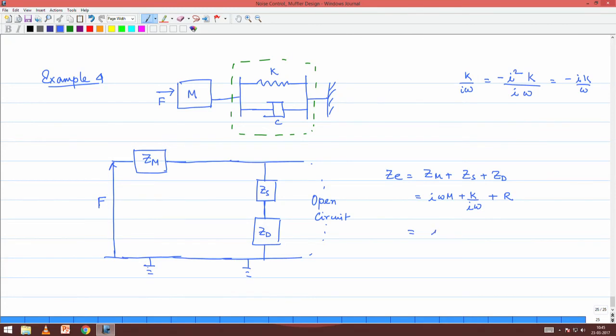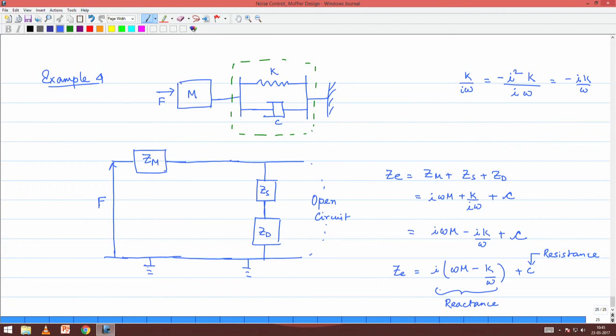So, therefore, I would write this as I omega m minus I k by omega plus r, and eventually Zd is small c, right. So, then I could as well take this I of an omega m minus k by omega plus c. So, this is the equivalent impedance. This is the imaginary part of the equivalent impedance which is called as reactance, and this is the real part of it which is called the resistance.